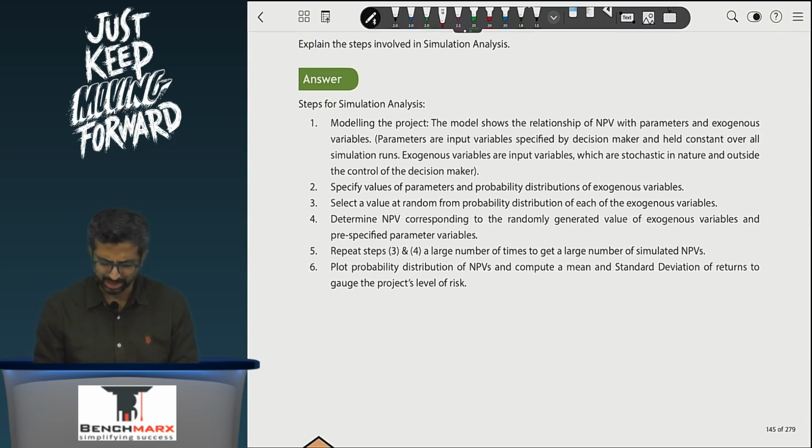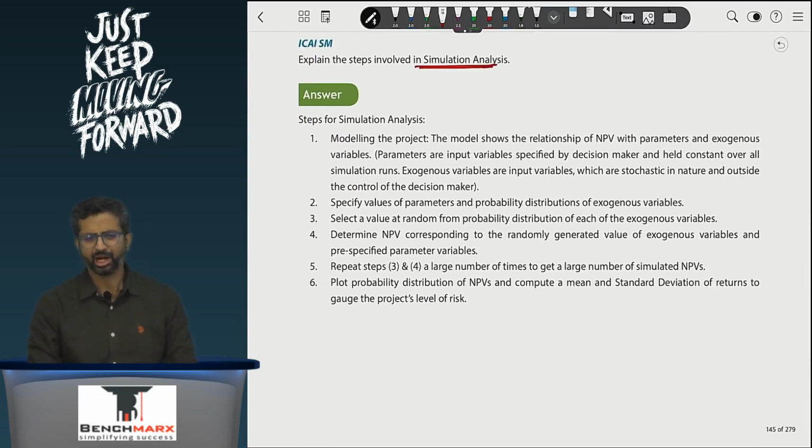Steps involved in simulation analysis. Again, these are pure theory. We don't really have any past history for capital budgeting. So these are your study material questions. In your study material, behind these questions, the answers are given. So when we look at sensitivity analysis, that is changing a particular input, but there can be multiple inputs that can change at one point.